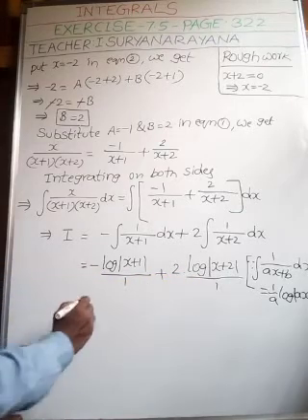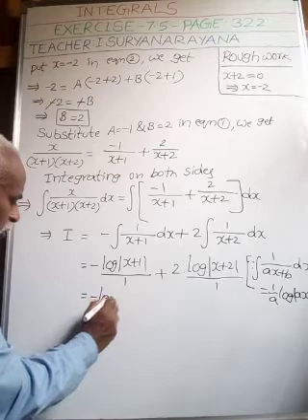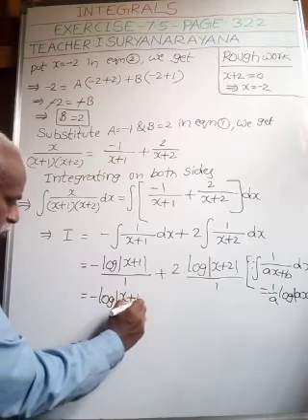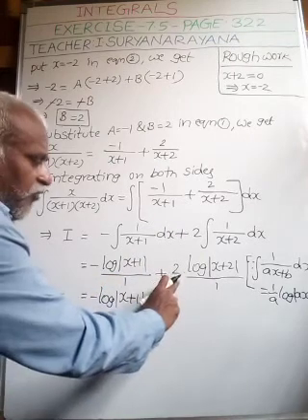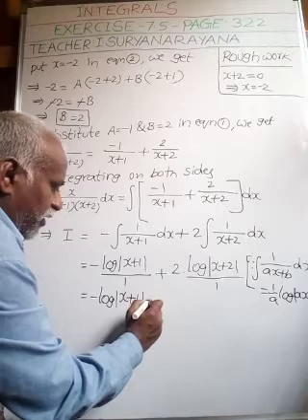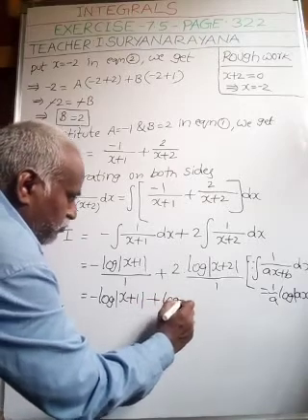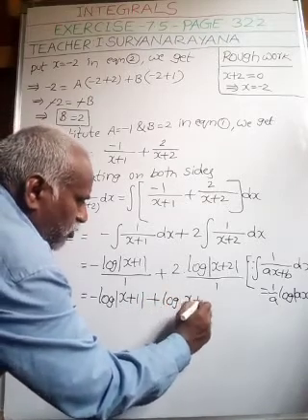Right. This is equal to minus log mod x plus 1, plus 2 log mod x plus 2. The integration part is over. Now we are simplifying the answer. Now it is in the form of m log a. This can be written as log mod x plus 2 whole square.